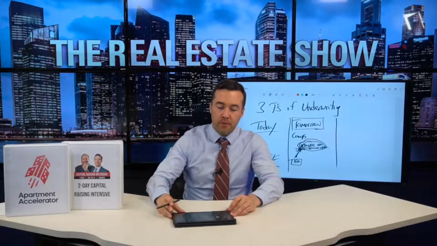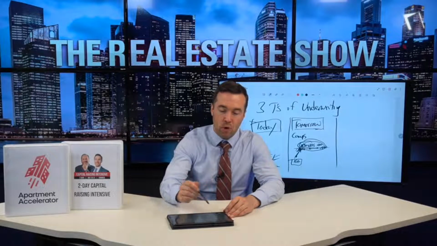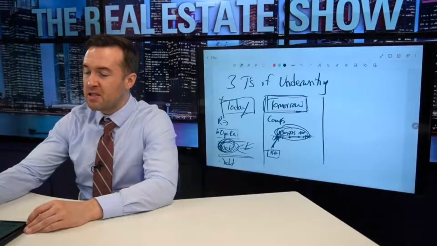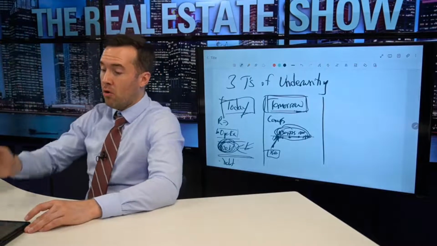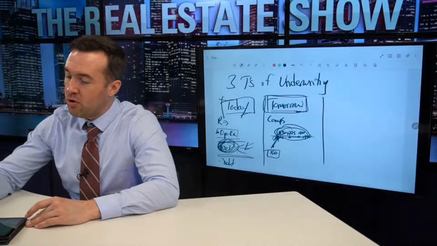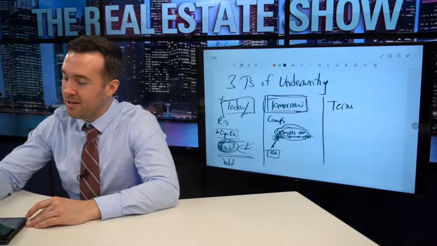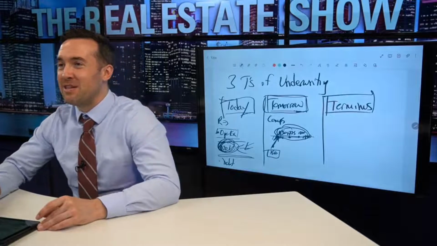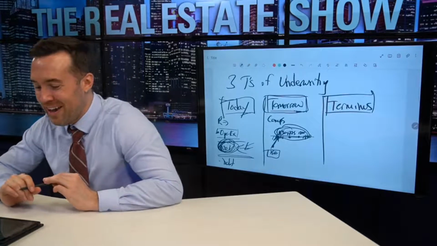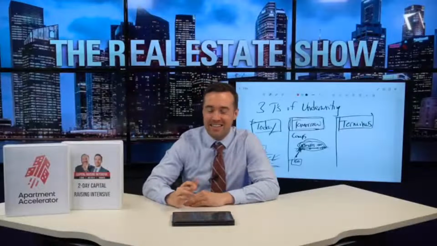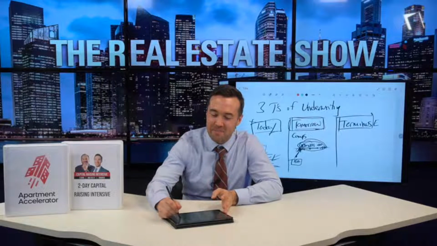Once we figure out where the property's at today, and then we figure out your business plan, where the property is at tomorrow, now we have to do the third T, which I call the terminus, because honestly, I needed a word that started with T. We never used to have the three T's of underwriting. We had TT and then E, TTE. The three T's sounds better. So I used to call this the exit.